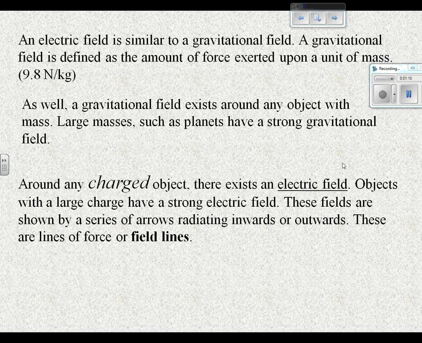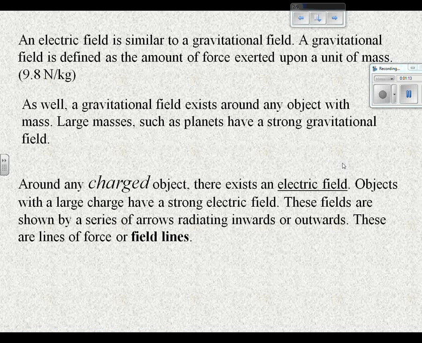Now, around any charged object, and I don't mean ones that haven't been paid for yet, thank you, there does exist an electric field. Objects with a large charge have a strong electric field. The bigger the charge, the bigger the electric field, of course. These fields are shown by a series of arrows. Notice that I didn't say vectors. Radiating inwards or outwards, and these are lines of force or field lines, and you've seen them already.